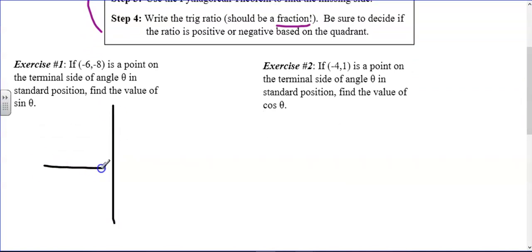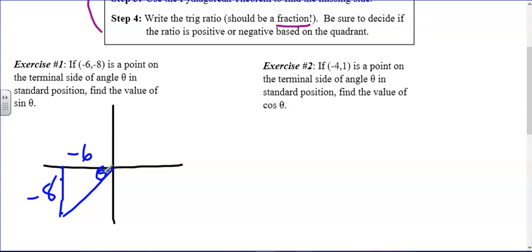I have the point (-6, 8). So if I were to graph that point, I would go left 6 and down 8. So I'd go over -6, down -8. And basically what we're going to do is make a triangle. And this is my angle, theta. It's always at the origin.